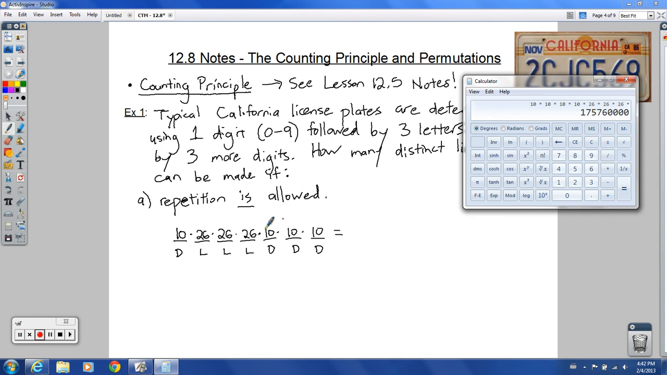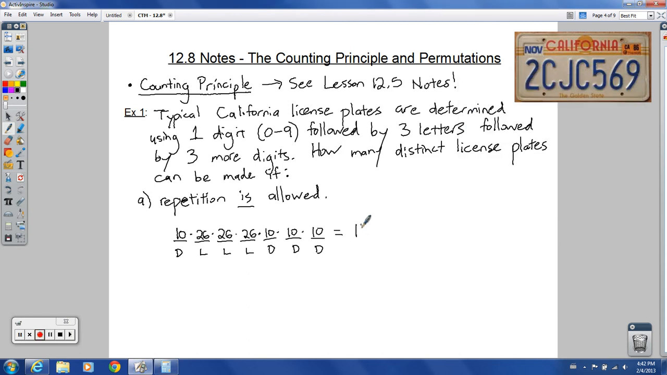If this was a bigger number, if there were more 10s multiplied than just 4 and more 26s than just 3, I may have used powers instead of multiplying each individually, but either way you do it, you should get the right answer. If I put commas here and there, this is going to be 175,760,000 license plates.